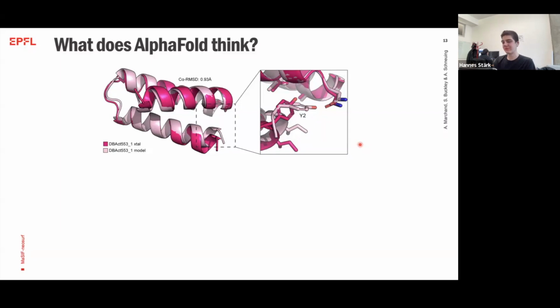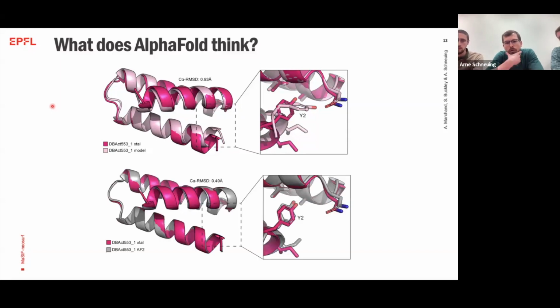Okay, so I guess what we want to show on this slide is that if you compare the original model to the crystal structure, it mostly aligns very well, except for a tyrosine at the N terminal, which is slightly misplaced. But if you run this model through AlphaFold, it basically nails the prediction. So it gets it right. And so we just want to show that AlphaFold can and probably should be integrated into the pipeline.